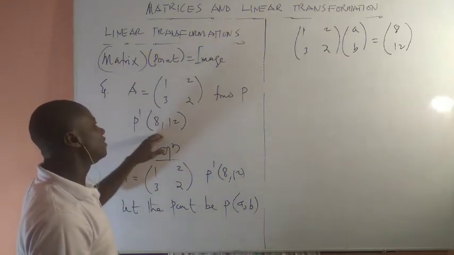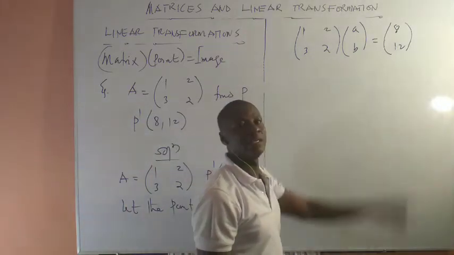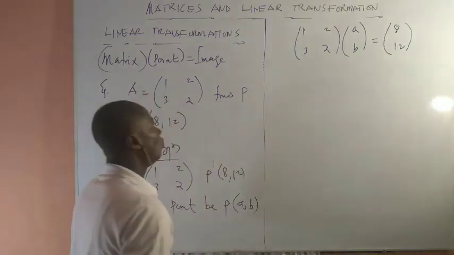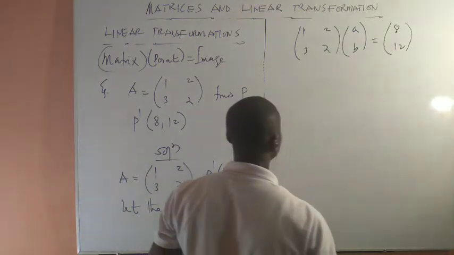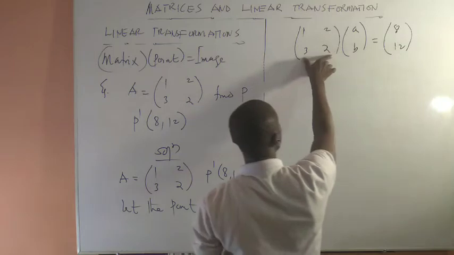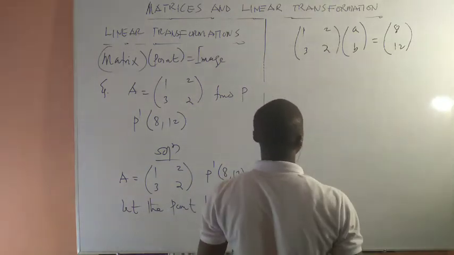The fact that you are given the image does not mean that you are supposed to multiply the 2 by 2 matrix by the image. Okay, so we multiply the 2 by 2 matrix by the point and we get the image. So now, how do you multiply the 2 by 2 matrix by the point? That is the column matrix.